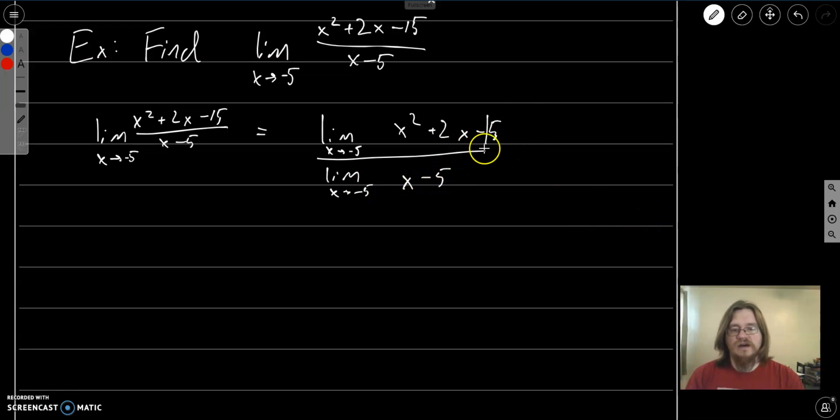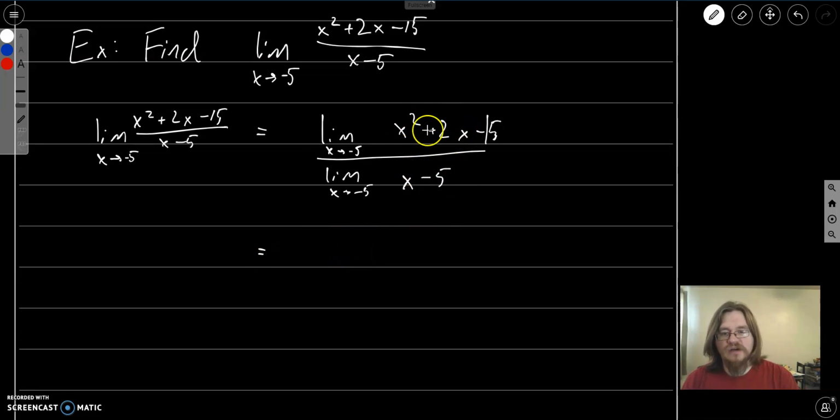Cool. So now I've got the limit of the top of the fraction and then the limit of the bottom of the fraction, and we can only do this if this limit down here isn't 0, which we can see that this limit shouldn't be 0. It should be negative 10. But let's continue to use our properties and actually prove that.